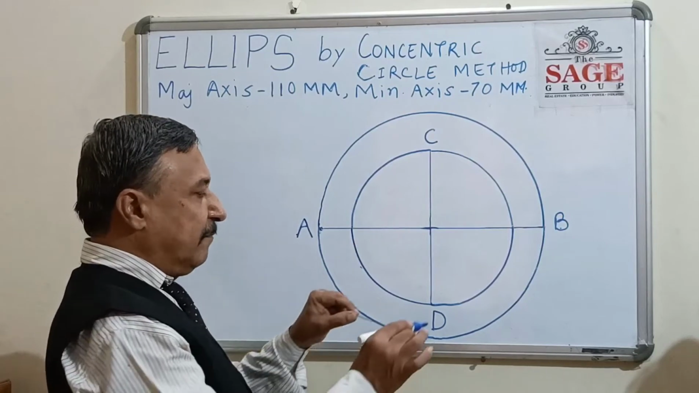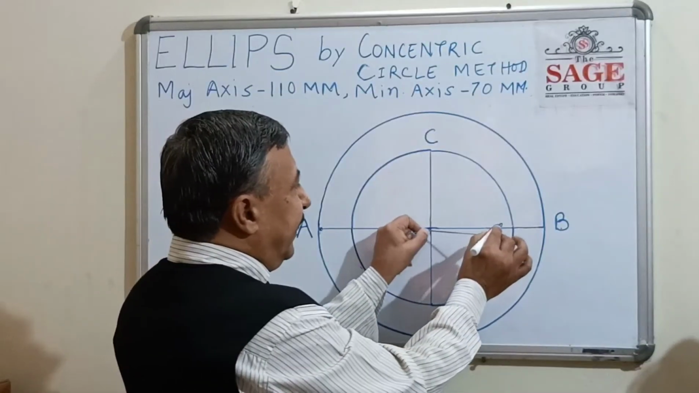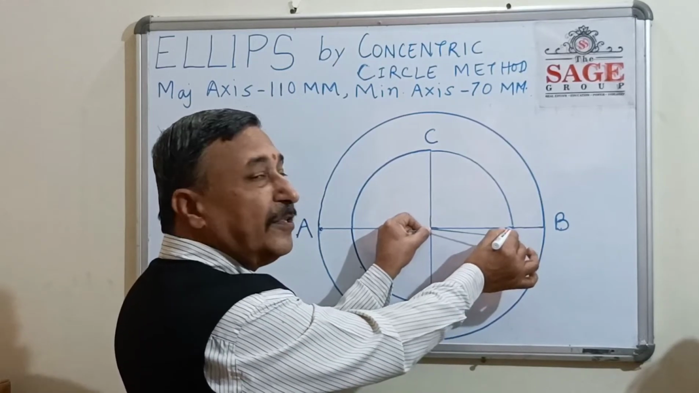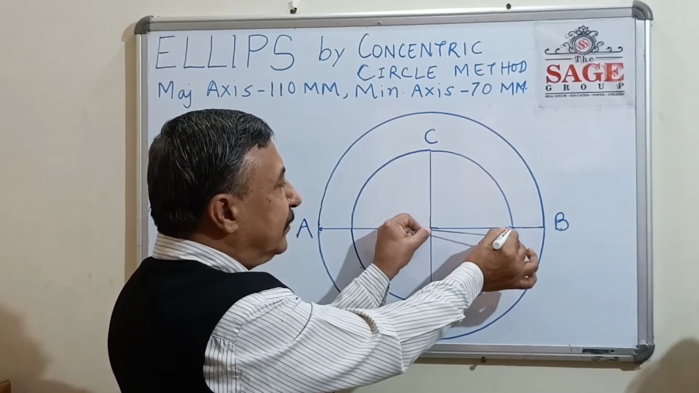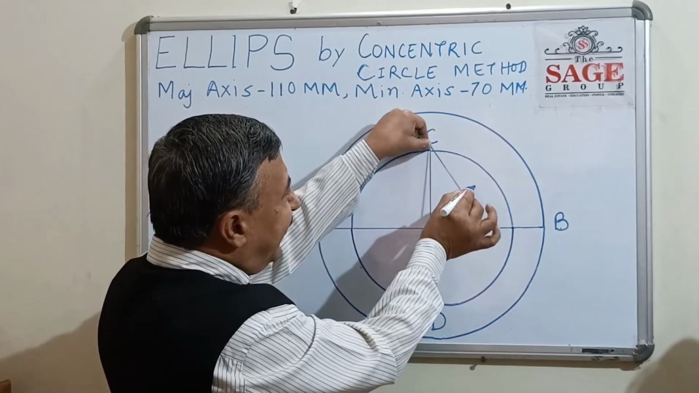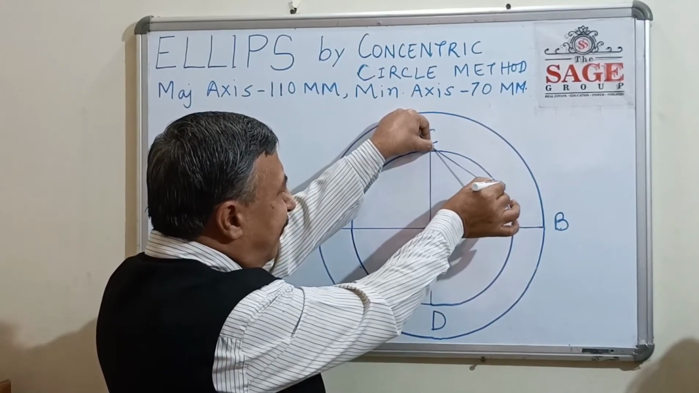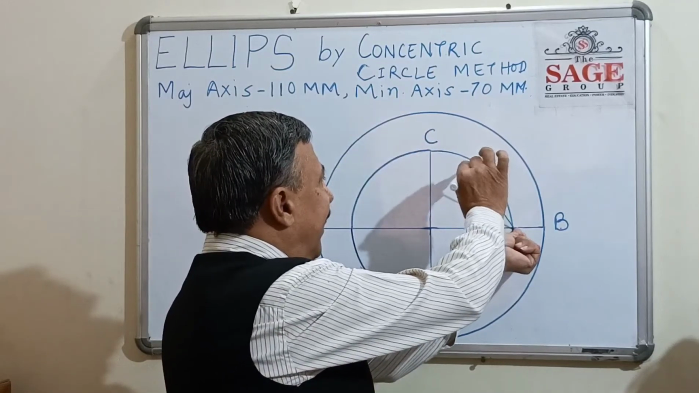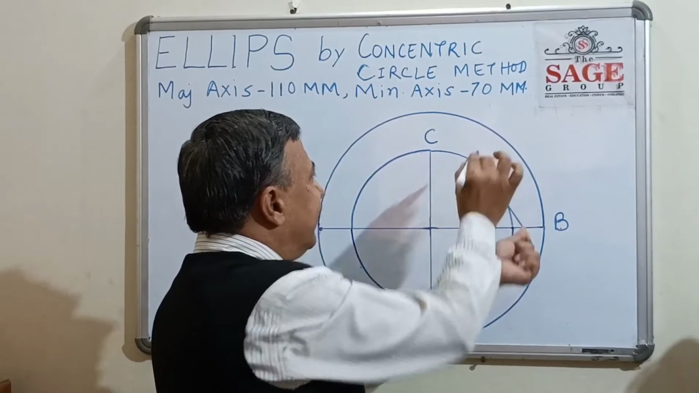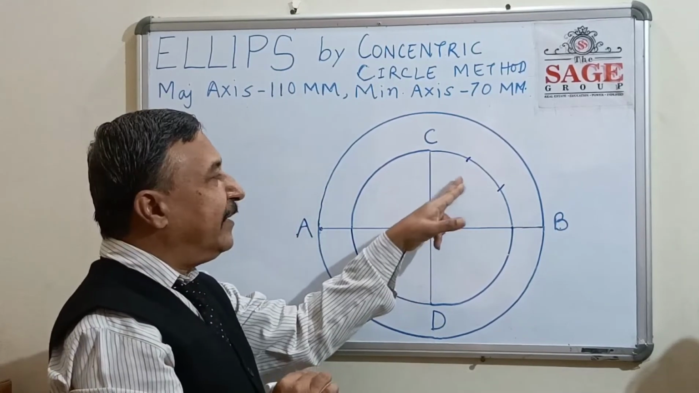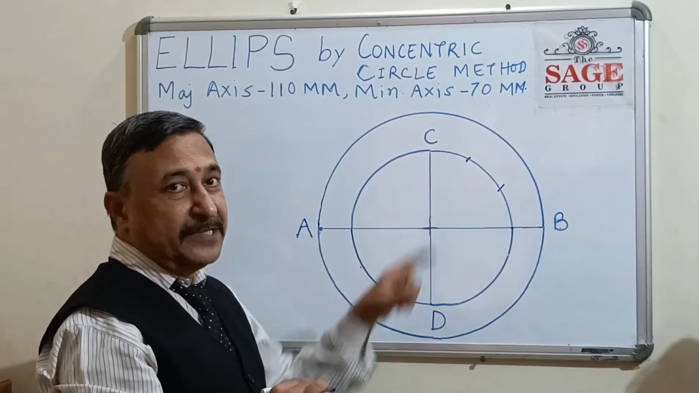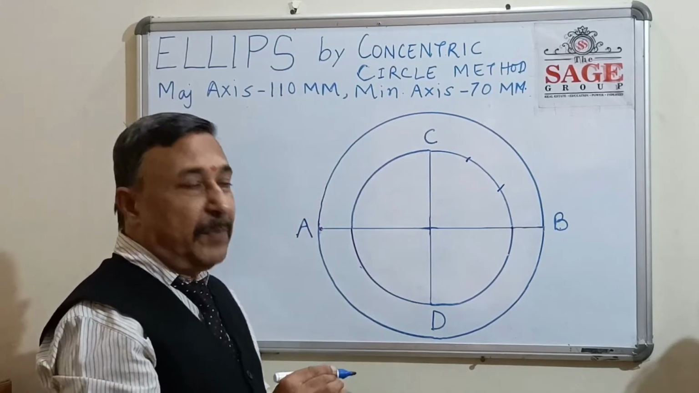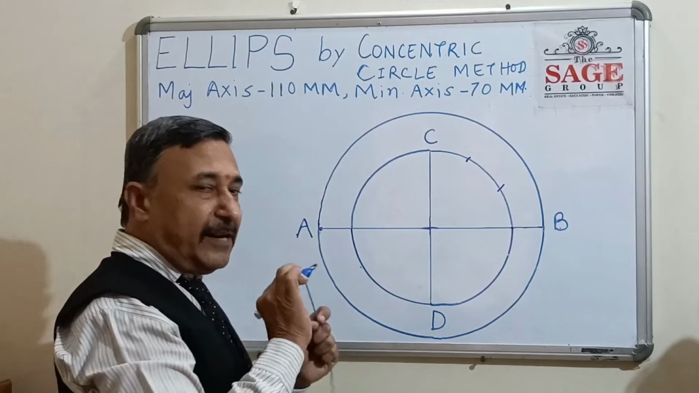Now see here, take the radius of the minor axis concentric circle, put the center here and mark one arc, then put the center here and mark another arc. This divides this part into 3 equal parts. Like this we can divide the whole circle into 12 equal parts. But one more arc I have to draw.